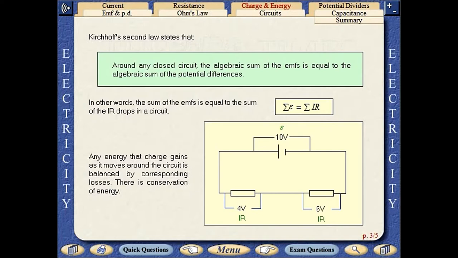Kirchhoff's second law states that around any closed circuit, the algebraic sum of the EMFs is equal to the algebraic sum of the potential differences. In other words, the sum of the EMFs is equal to the sum of the IR drops in a circuit. Any energy that charge gains as it moves around the circuit is balanced by corresponding losses. There is conservation of energy.